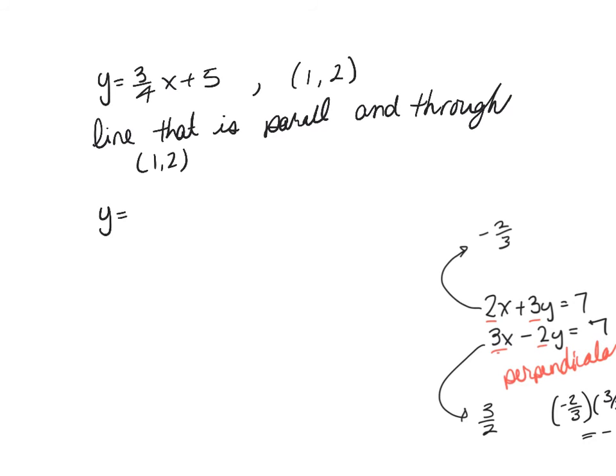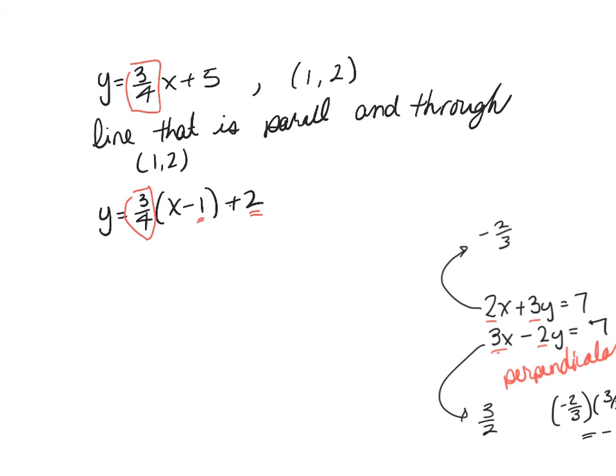y is equal to 3/4 (x minus 1) plus 2. And you would just use the slope in the point slope form, the modified point slope form. The slope has to be the same. And then you're just ensuring that it goes through that point.